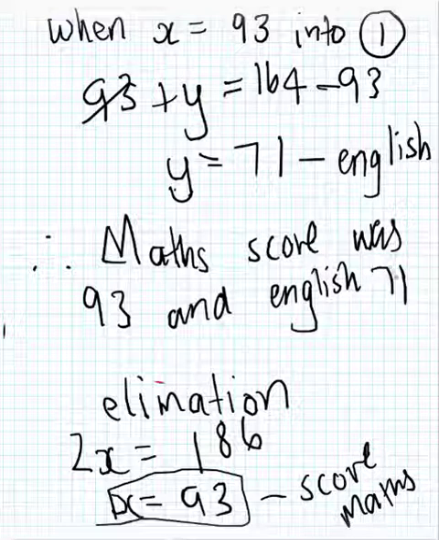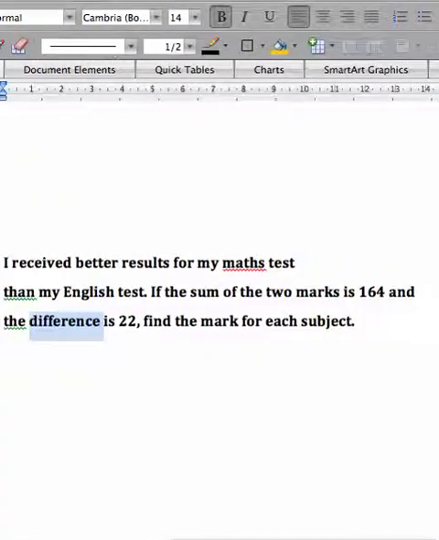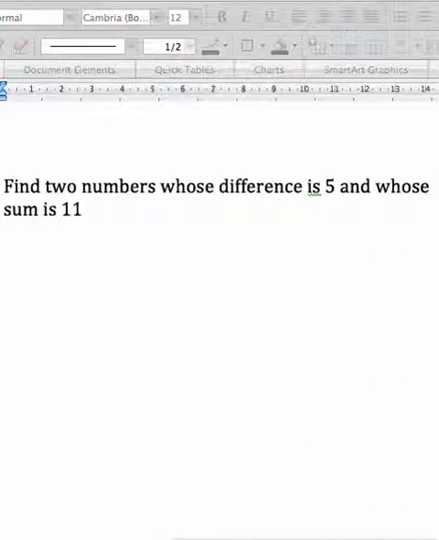Just write a quick statement, and we are correct because we can see 93 is a better score than 71, and the question initially did tell us that I received better results for my maths test. So if your maths test wasn't better, then we may have made a mistake. Okay, I want you to have a go at this question here.